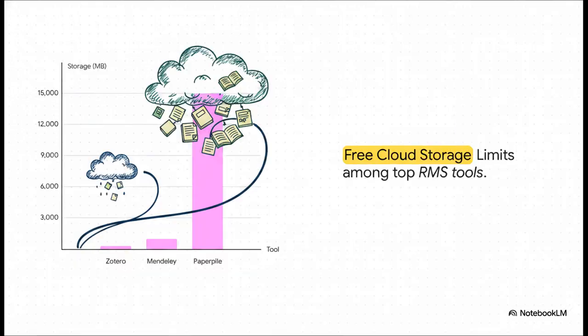Now, a major bottleneck for researchers who are managing massive PDF libraries is free cloud storage limits. While Zotero offers a modest 300 megabytes for free, and Mendeley gives you a standard 1 gigabyte, Paperpile completely blows them out of the water by providing a massive 15 gigabytes of free storage space. So your choice is really going to depend on the sheer volume of documents you plan to keep in the cloud versus locally on your computer.